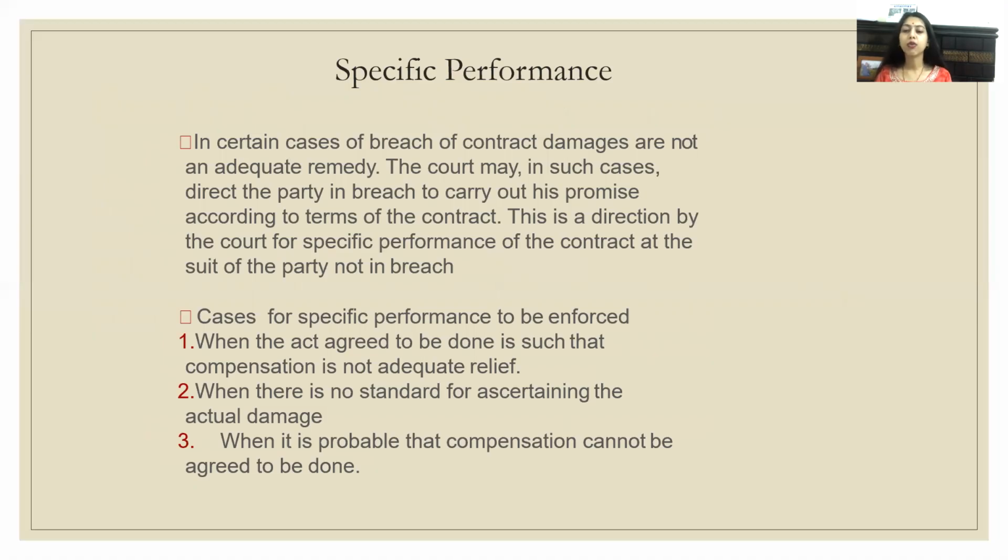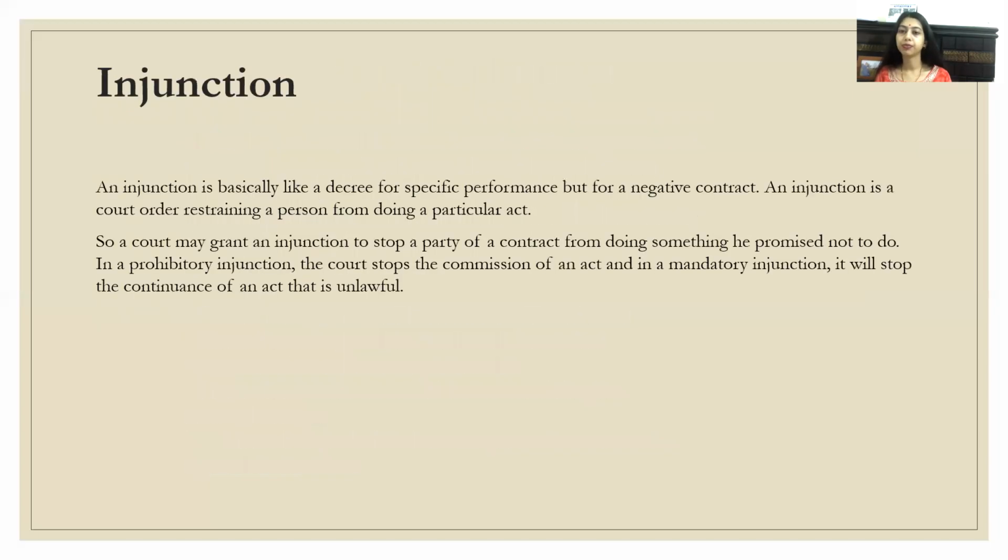Specific performance is enforced when the act agreed to be done is such that compensation is not an adequate remedy. So if compensation is not an adequate remedy, then only the suit for specific performance can be enforced. This applies when there is no standard for ascertaining the actual damage, meaning the actual damage can't be ascertained, and when it is probable that compensation can't be an adequate remedy.